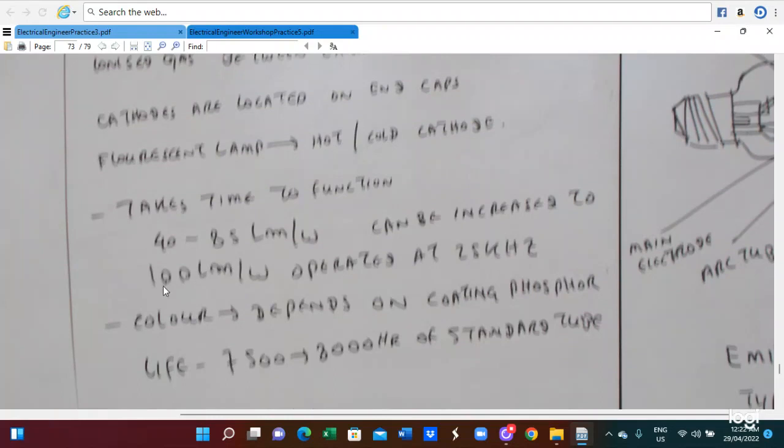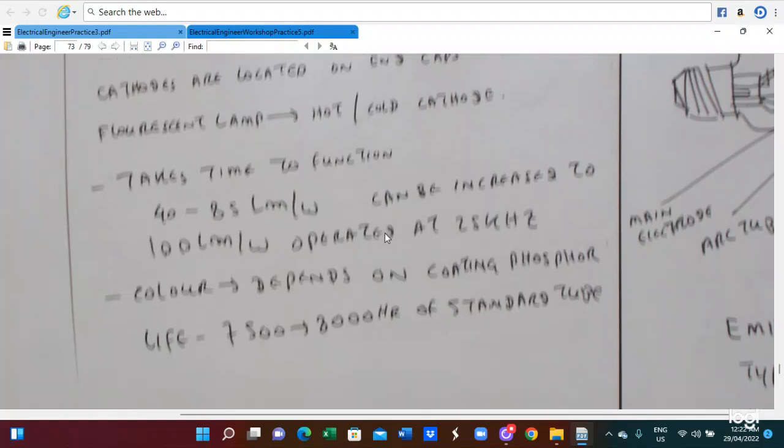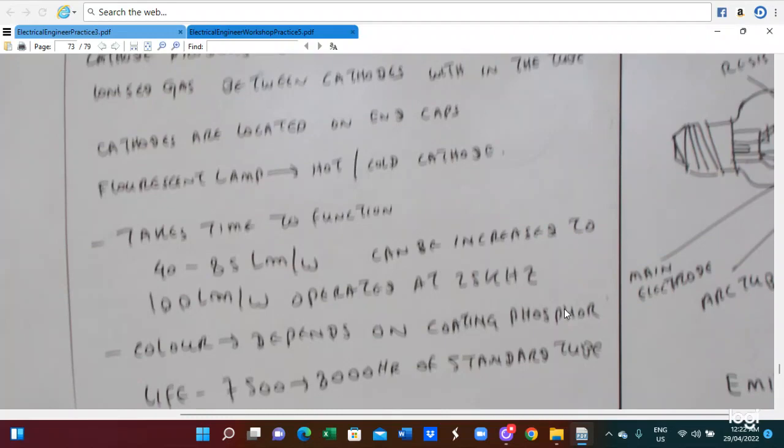The fluorescent lamp usually produces 40 to 85 lumens per watt, which can be increased to 100 lumens per watt, operating at 25 kilohertz. The color depends on the coating phosphor. The useful life of a standard tube is 7,500 to 8,000 hours. So those are the features of the fluorescent lamp.